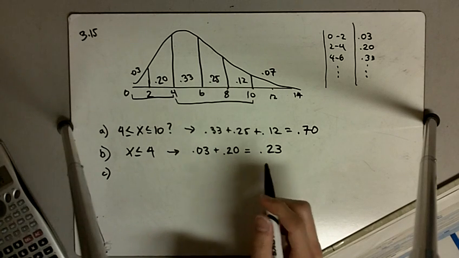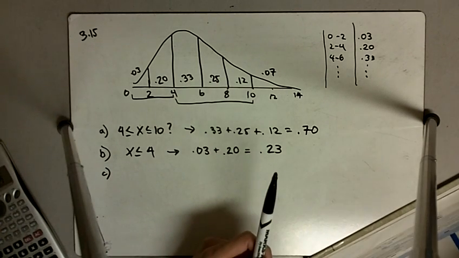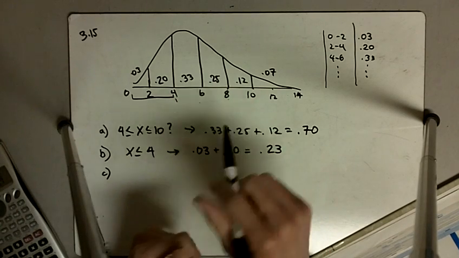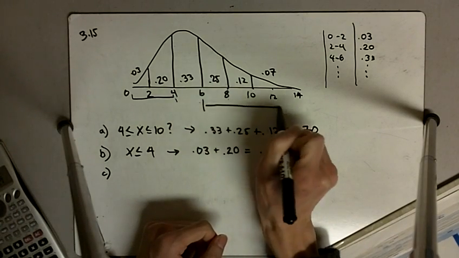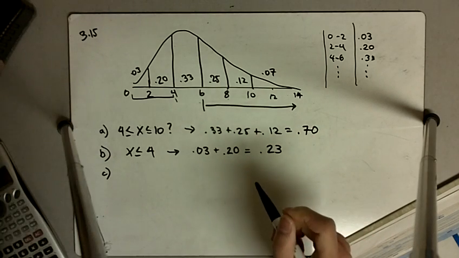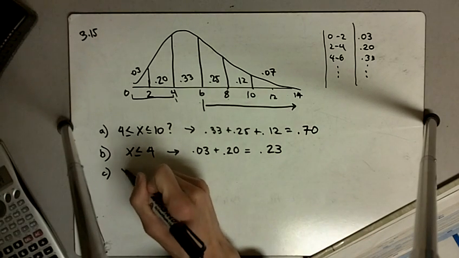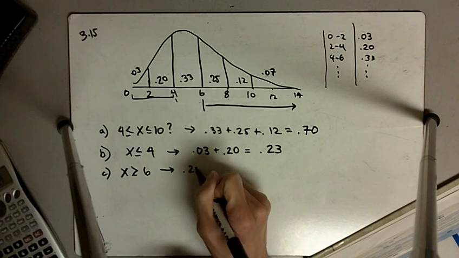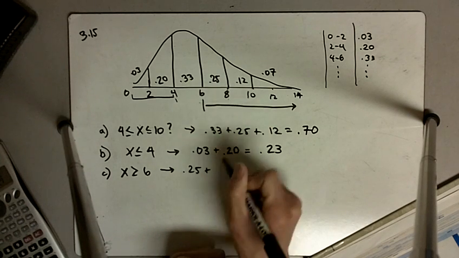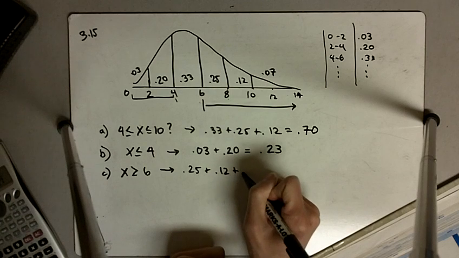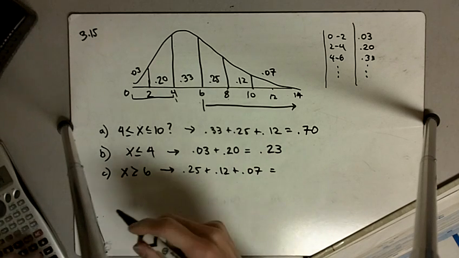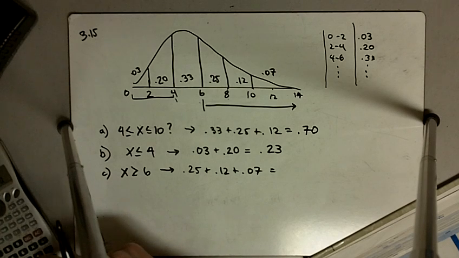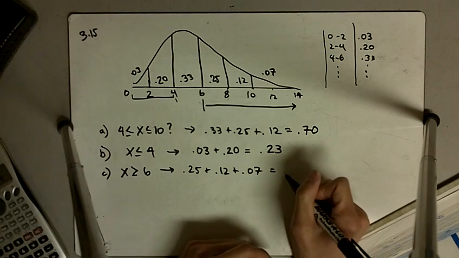And finally, it asks, what is the probability that it's more than 6 inches? So let me just get rid of this line. So we're interested in here and up. Okay, and so we can find x greater than or equal to 6. That corresponds to 0.25 for 6 to 8, plus 0.12 for 8 to 12, plus 0.07. And if we add that up, you get 0.44.